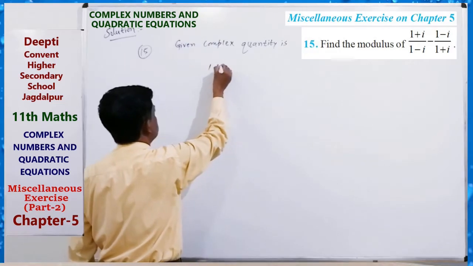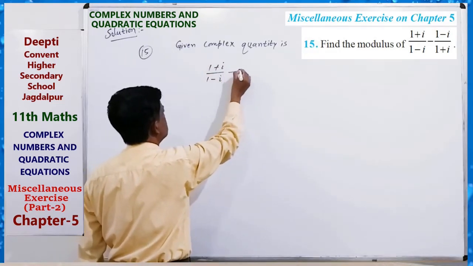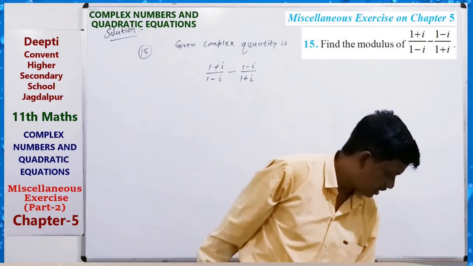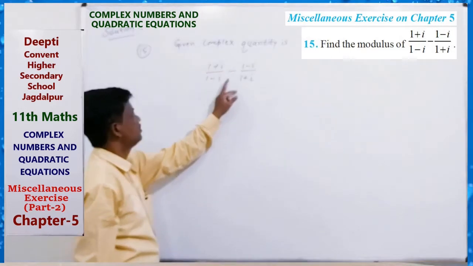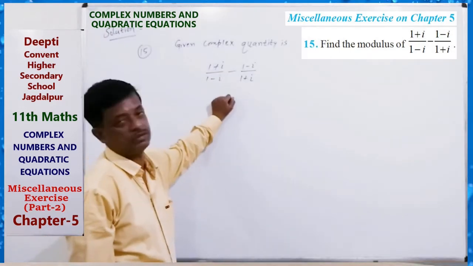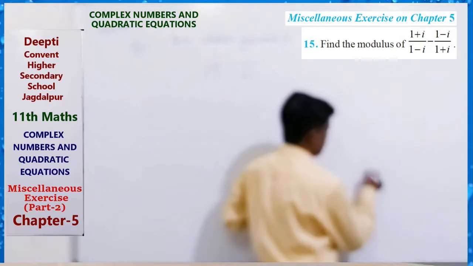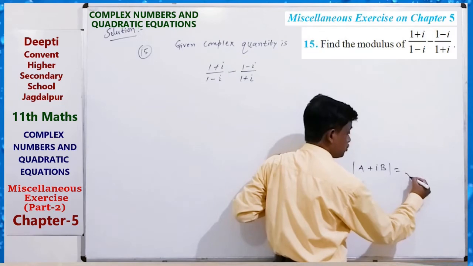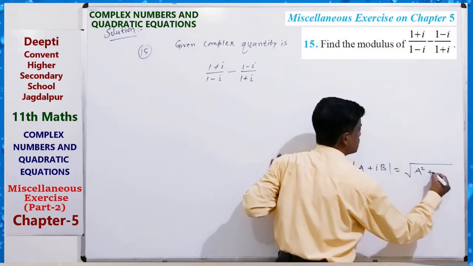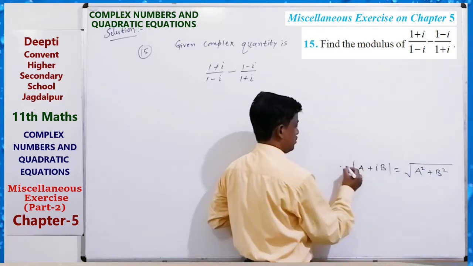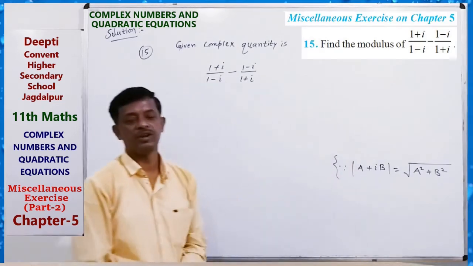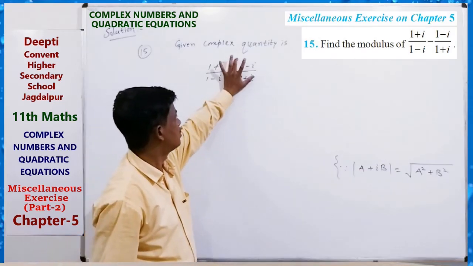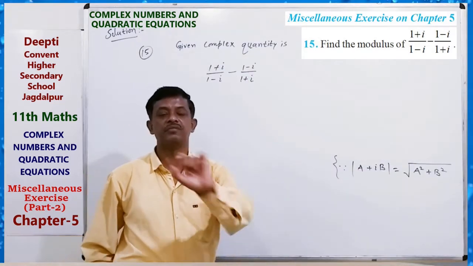is (1 plus i) upon (1 minus i) minus (1 minus i) upon (1 plus i). We have to find the modulus of this quantity. Whenever a plus ib is a complex number, its modulus is the positive square root of a square plus b square. This is our formula. So first of all, convert this quantity to the a plus ib format.